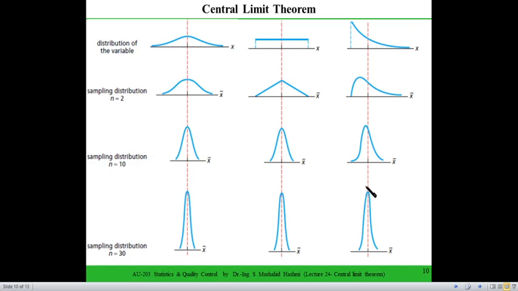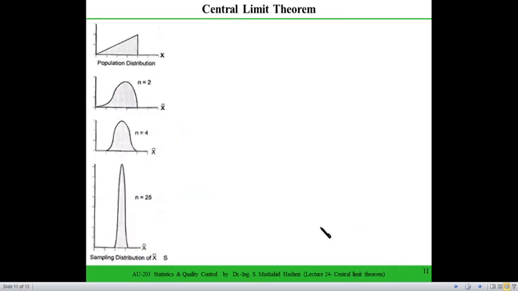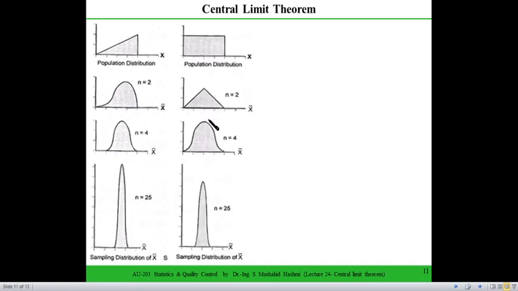If you increase the sample size, then for up to 30, whatever your parent distribution is, your sample mean distribution would result in a normal distribution. This is true, let's say, with a triangular distribution with sample sizes 2, 4, and 25. Even for 25, you can have this normal distribution shape.